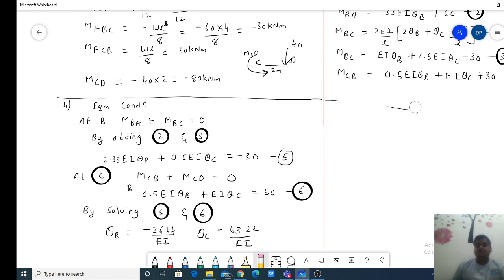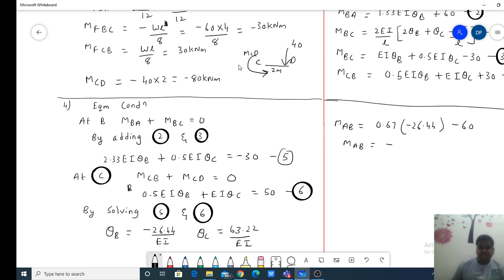These are the unknowns. Now next step is what? You need to substitute those values in MAB. Now when you substitute the values in MAB, this is 0.67 EI theta B, means directly EI cancels, minus 26.44, then minus 60. So MAB comes out to be minus 77.71 kilonewton meter.